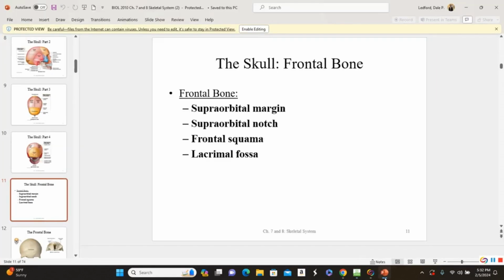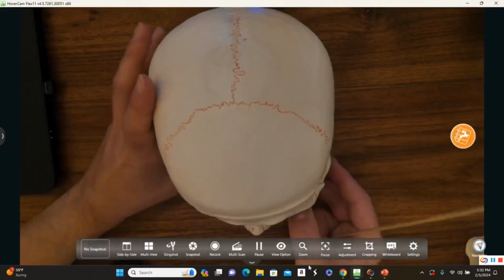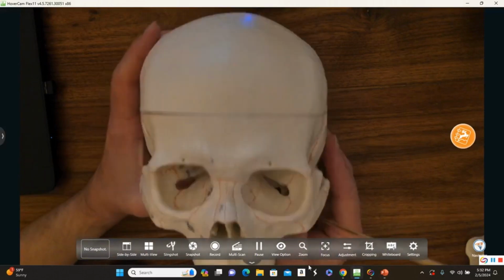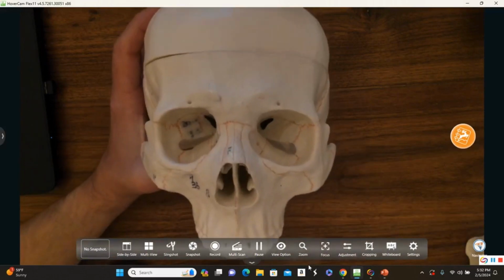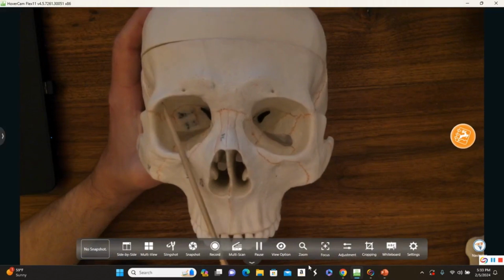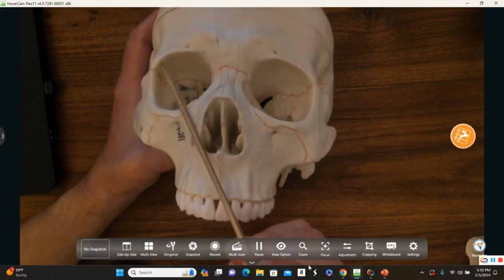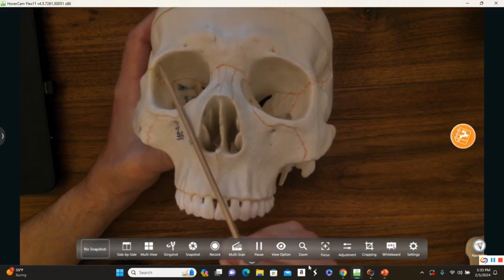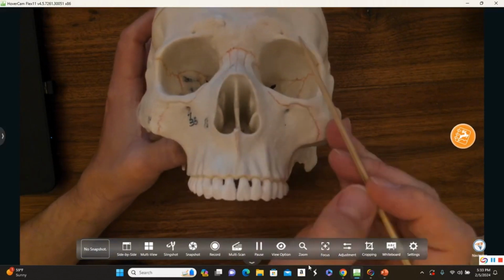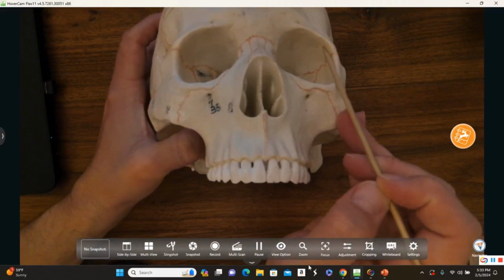And then we have the lacrimal fossa. Where to find the lacrimal fossa is to go to the eye orbit, go in it, go to the upper, superior and lateral, and you will find the lacrimal fossa. That's where the lacrimal gland sits. Lacrimal fossa here, lacrimal fossa here as well. That's the lacrimal fossa.